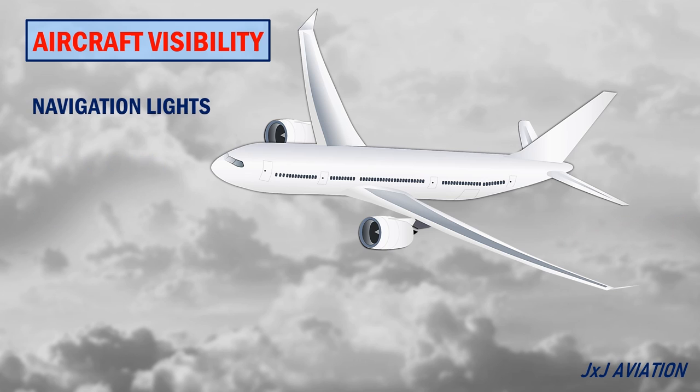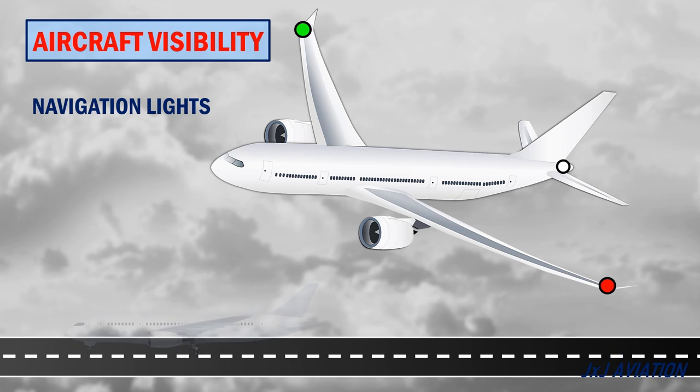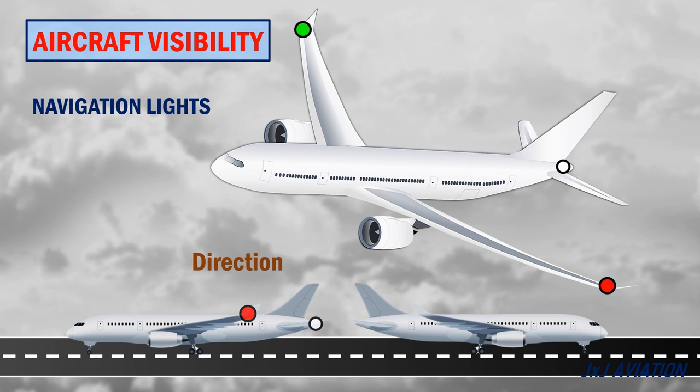Navigation lights. These lights consist of a red light on the left wing tip, a green light on the right wing tip, and a white light at the aircraft tail. These lights are used to easily identify the direction in which an aircraft is moving.